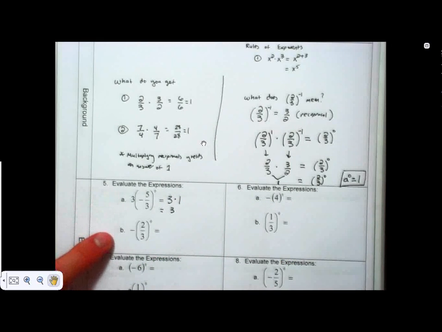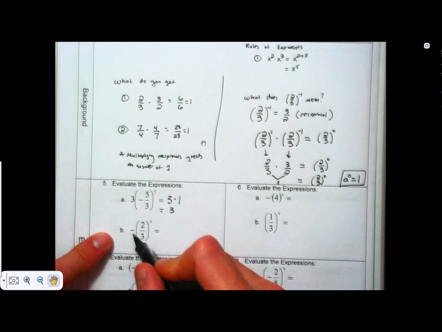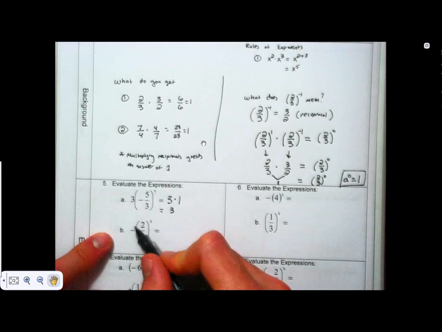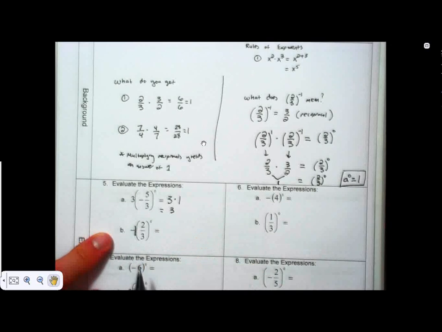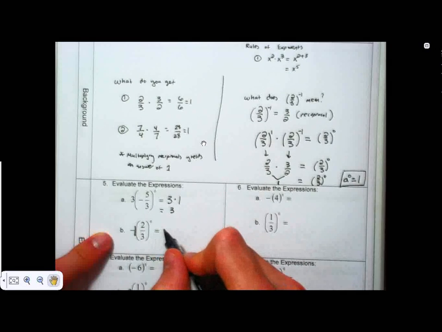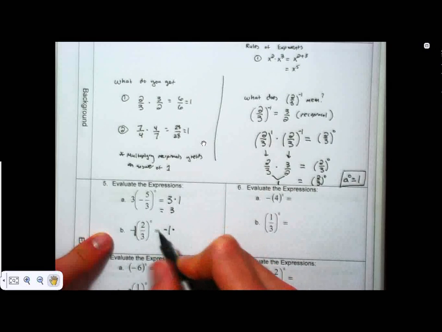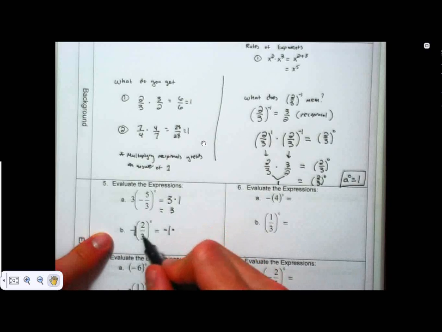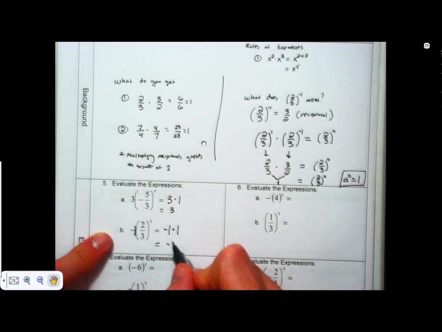Letter B is a little bit tricky, and it's tricky because there's a number missing. Notice how we just have a minus sign here and there's no number in front? There really is a number, it's just not written there. That number is a 1. Actually, to be more accurate, it's really a negative 1. So I've got 2/3 to the 0 power. I know what that's equal to: 1. So I'm left with negative 1 times 1, which is negative 1.